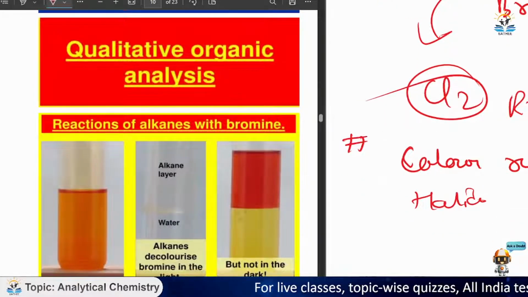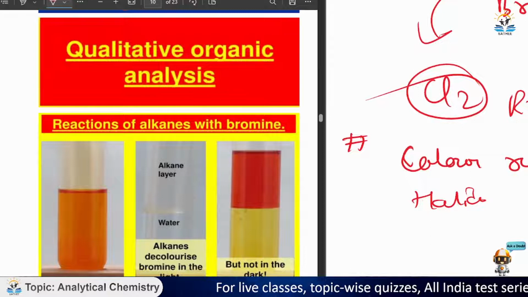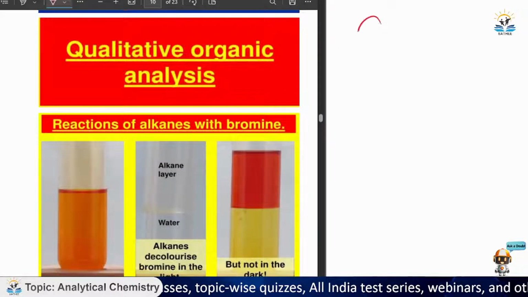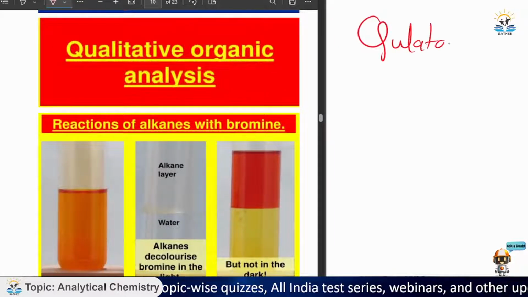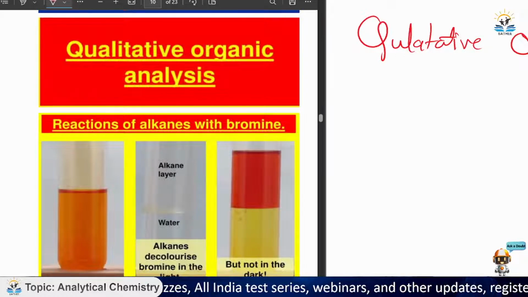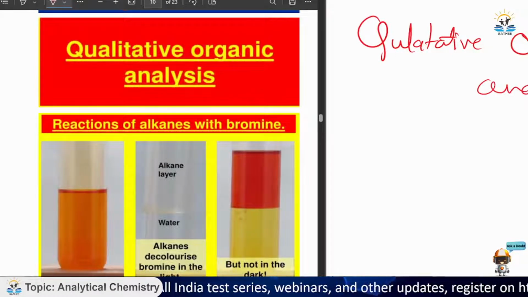Now we will jump onto the qualitative part. We have just seen the qualitative part of inorganic. Now the qualitative part of organic analysis.